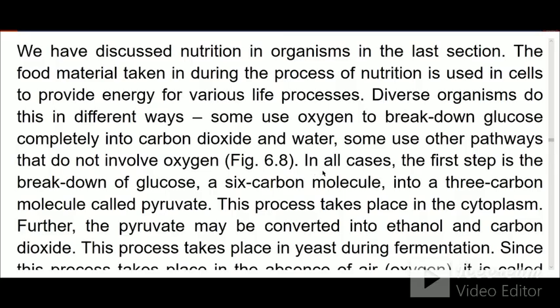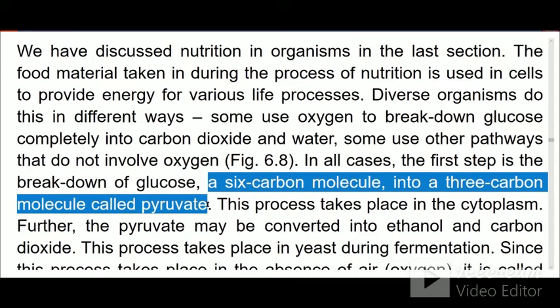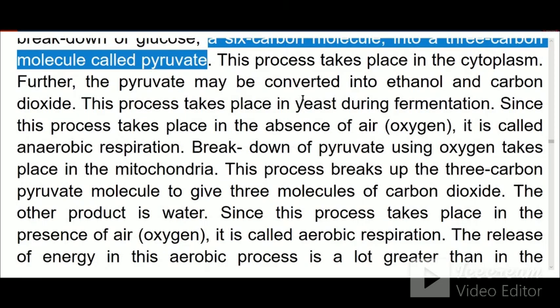Let's continue with the textbook. In all cases, the first step is breakdown of glucose, a 6 carbon molecule, into a 3 carbon molecule called pyruvate. So, the 6 carbon molecule is actually glucose, but when it is converted into a 3 carbon molecule, we call it pyruvate. This process takes place in cytoplasm. Further, the pyruvate may be converted into ethanol and carbon dioxide. This process takes place in yeast during fermentation. Since this process takes place in the absence of air, that is oxygen, it is called anaerobic respiration.